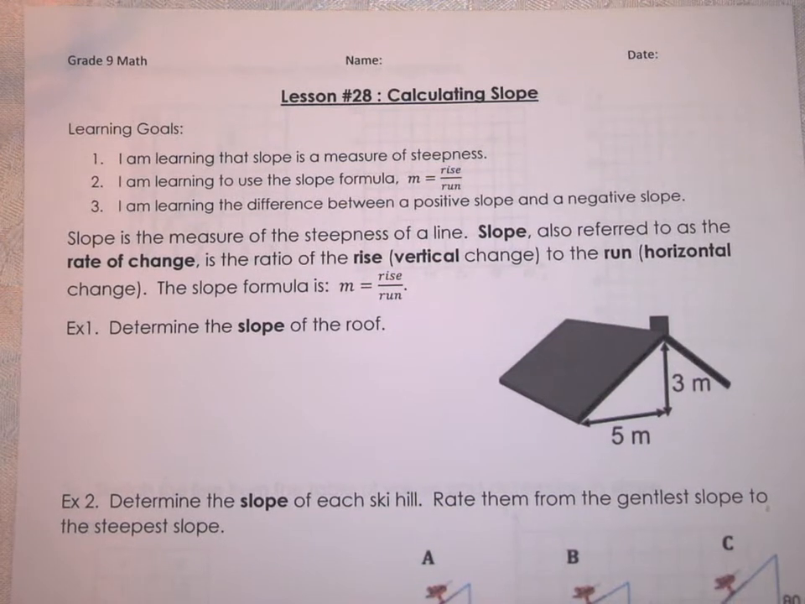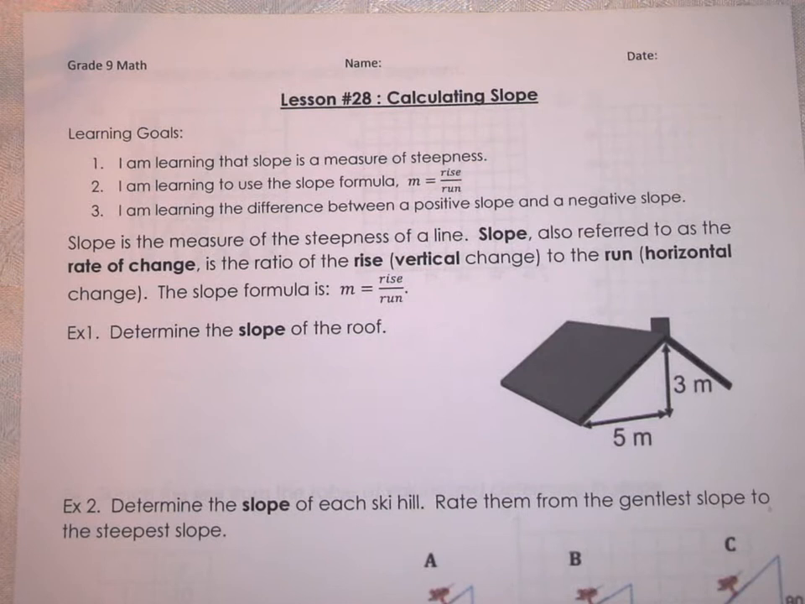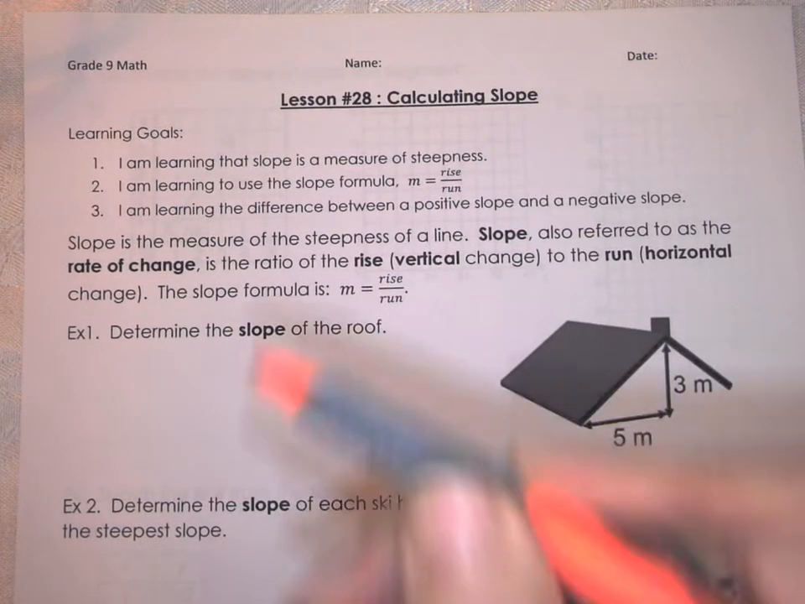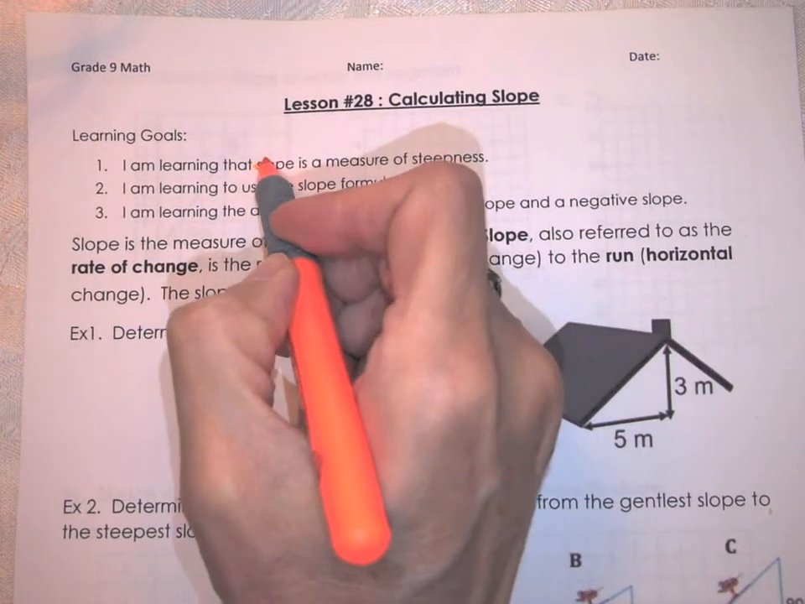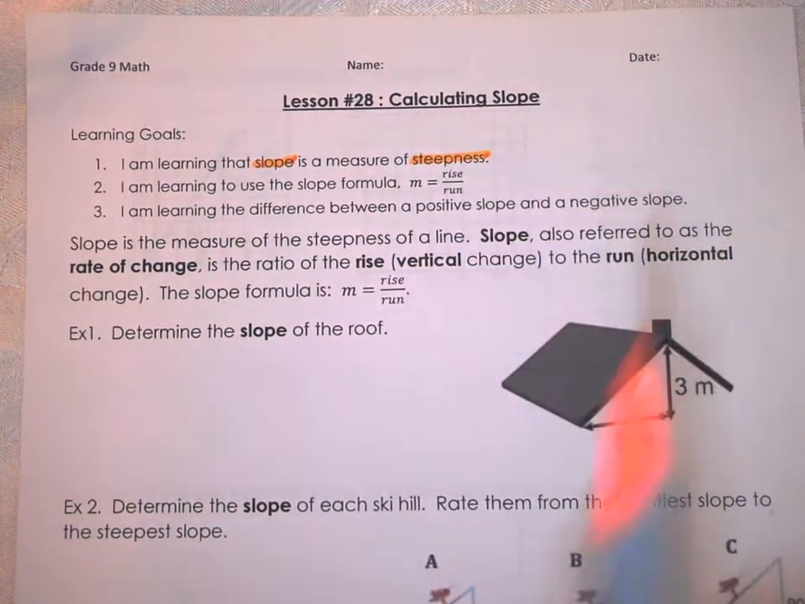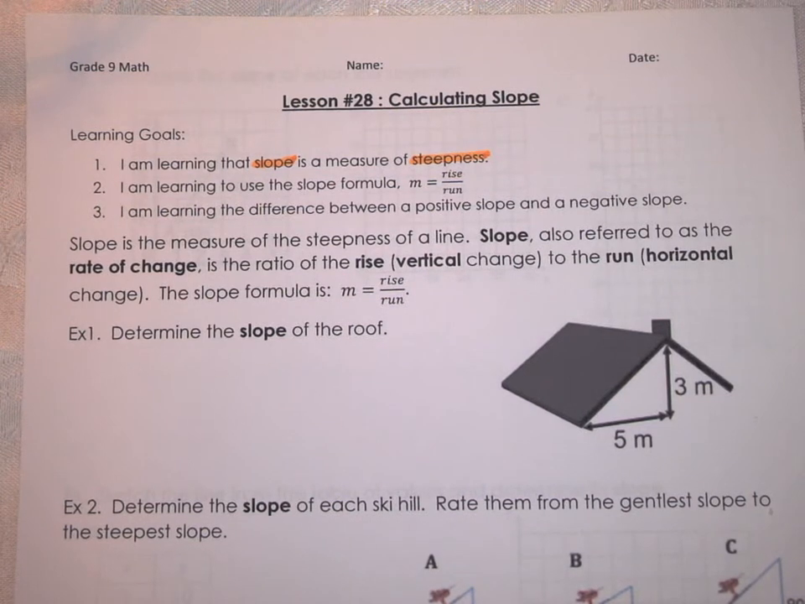This lesson is on calculating slope. We're learning that slope is a measure of steepness. So the larger the slope, the steeper the line will be. We're learning to use the formula slope equals rise over run.